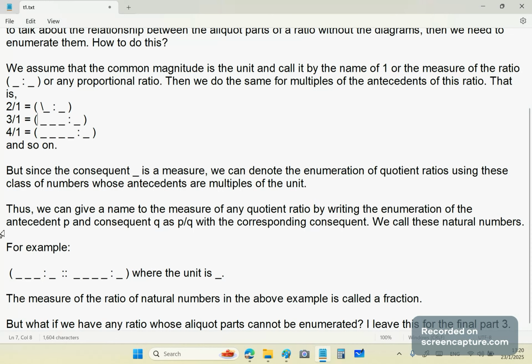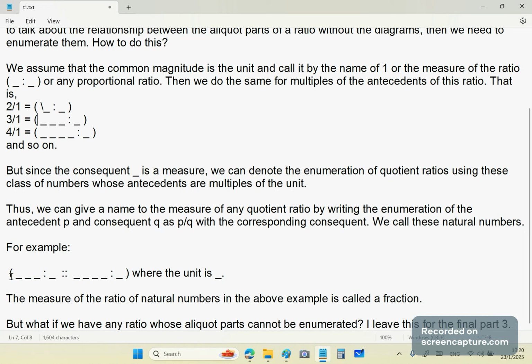So we can denote the enumeration of these quotient ratios using these antecedents, whose antecedents are multiples of the unit. So we can give a name to the measure of any quotient ratio by writing the enumeration. So for example, if the antecedent is P and the consequent Q, we can write the enumeration as P over Q with the corresponding consequent. And we call these natural numbers.